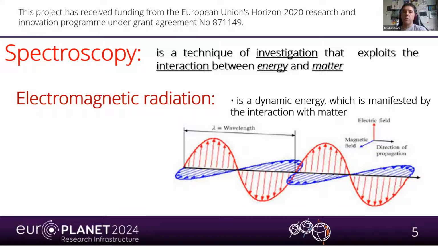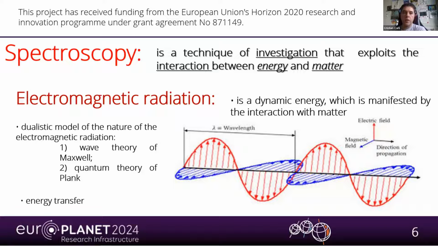That is a technique that permits the investigation of material thanks to the interaction between an energy and that matter. We have a general radiation, the electromagnetic radiation, which is dynamic energy that is easy to use because it is present thanks to the sun. So we can use this energy to understand the matter that interacts with it.